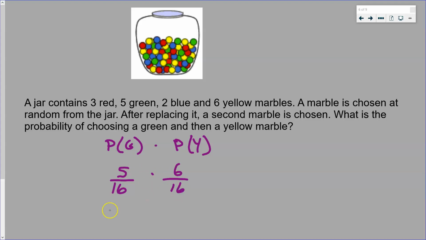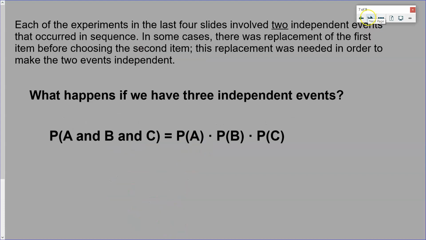Again, look to reduce here, which I can. So this is going to be a 3 because I'm just going to divide them both by 2, right? Okay, then I've got 5 times 3 is 15. 8 times 16 is 128. I know that's my lowest. Okay, so the probability of choosing a green and then a yellow is 15 out of 128 tries. And that's just how this goes for probability of independent events.